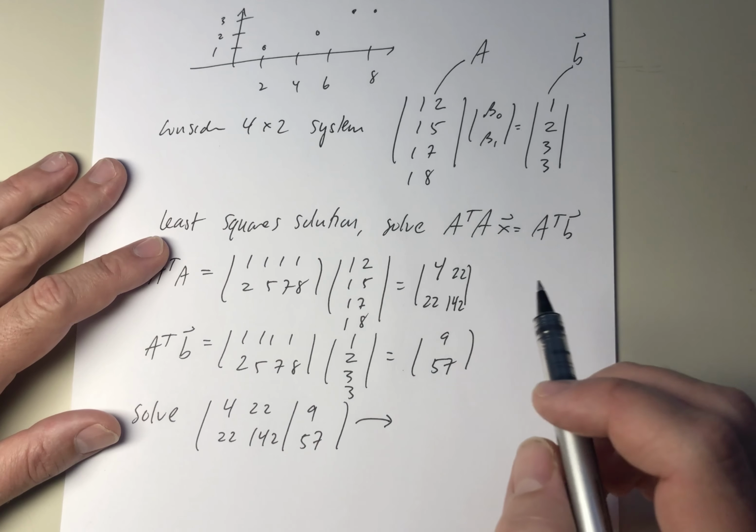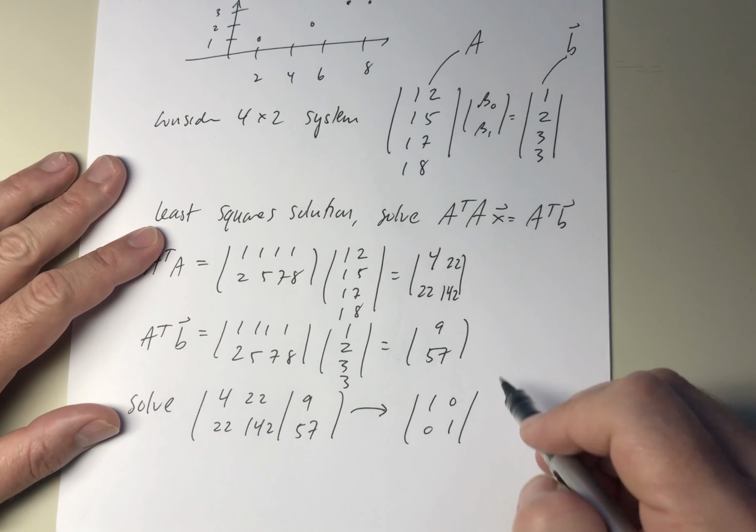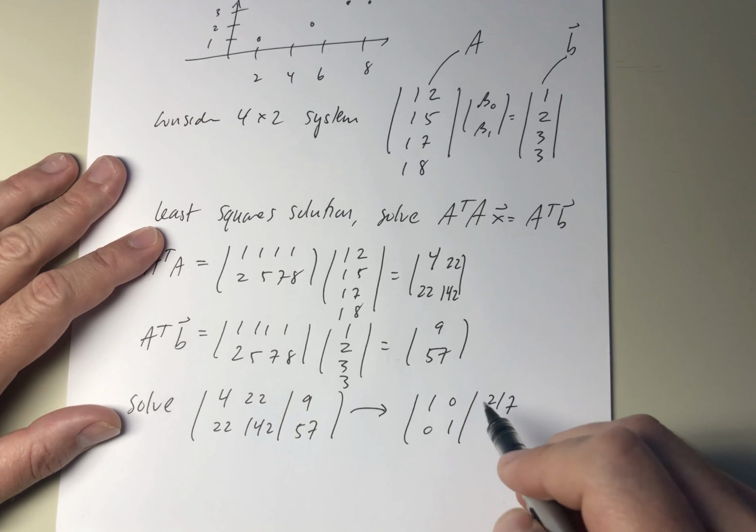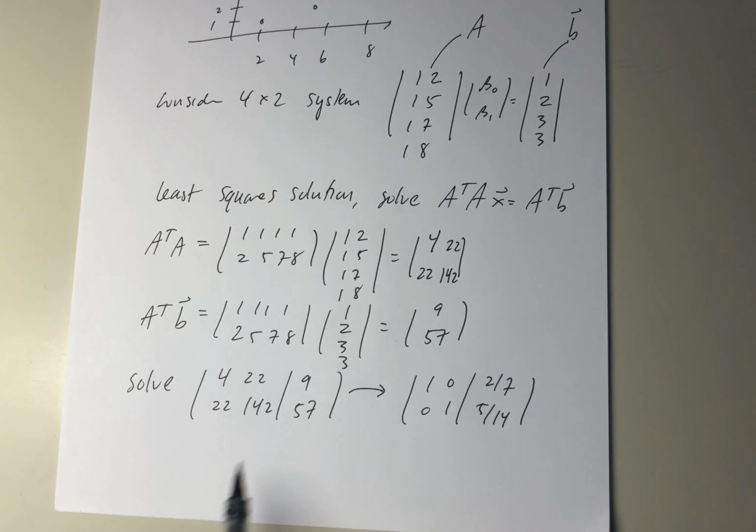I'll spare you the details here. This turns out to be, well, it's consistent, of course, and it gives you the solution 2/7, 5/14. Okay, so again, just the usual row reduction here.